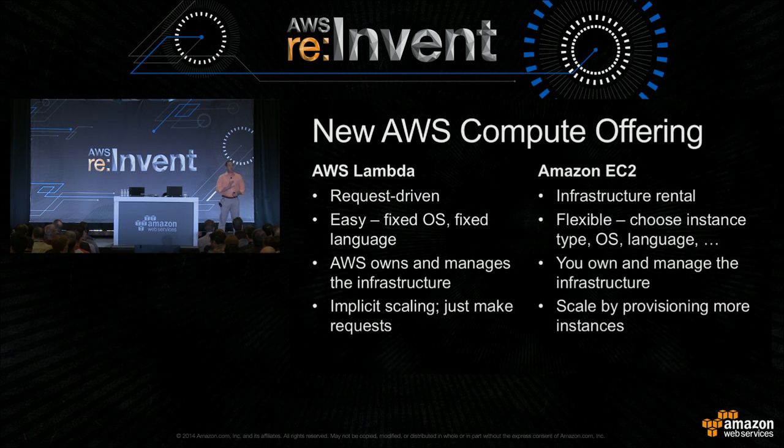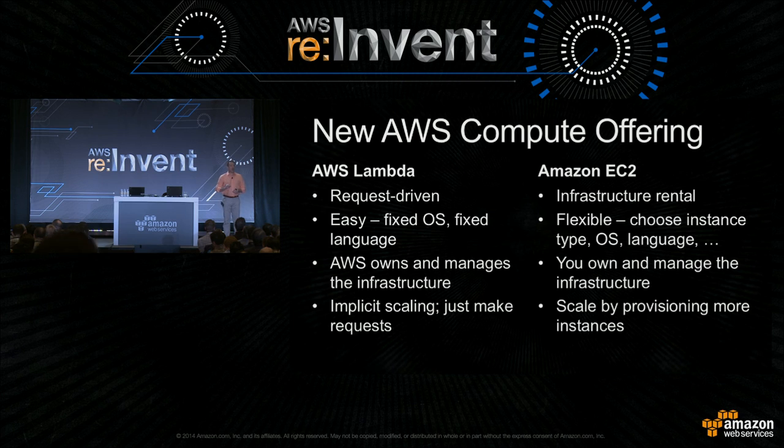So let me just take a second here and do a quick compare and contrast, because one of the questions I get asked a lot is, how is this different than what you've got today? What's different about Lambda? So quick summary here. As I said, Lambda is request-driven as opposed to an infrastructure rental. So you tell us when you want work to get done, you call into the APIs, or more frequently, you do something with another AWS service that triggers the APIs to run.